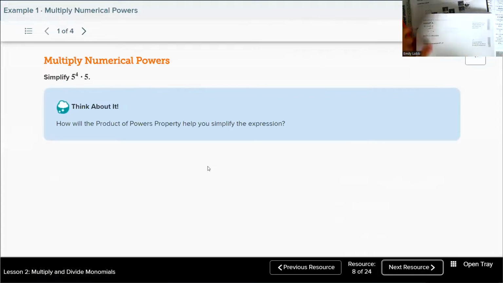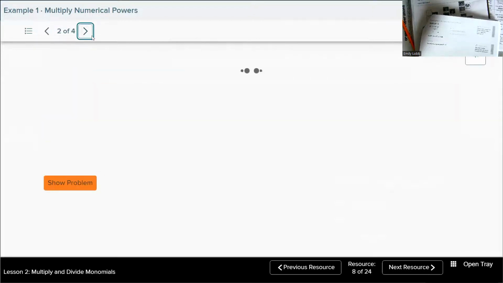Example 1, we're multiplying numerical powers. So simplify 5 to the 4th times 5. So how can our powers property help us simplify this? What would it be? 5 to what power? We would say, what is our power of just this base of 5? What is it, Anna? 1. So we would say 5 to the 4 plus 1. That's what we think.